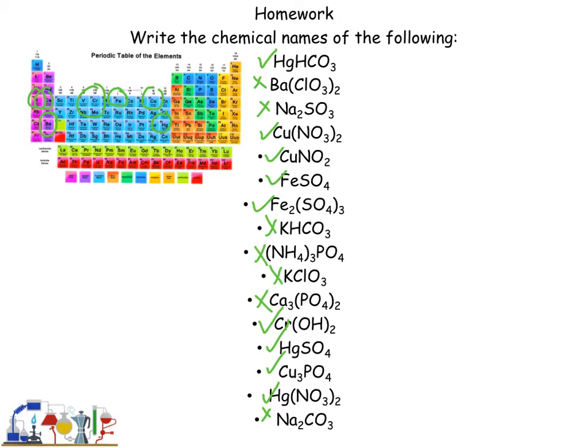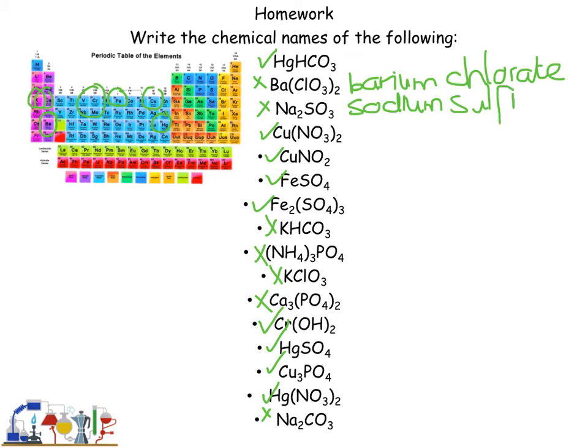So let's do the easy ones first. Get them over and done with because you just need to know the names. So it's going to be barium, and ClO3 is chlorate. No stock notation required. Sodium, sulfite. Spelled either with a PH or with an F, officially with an F, I think.